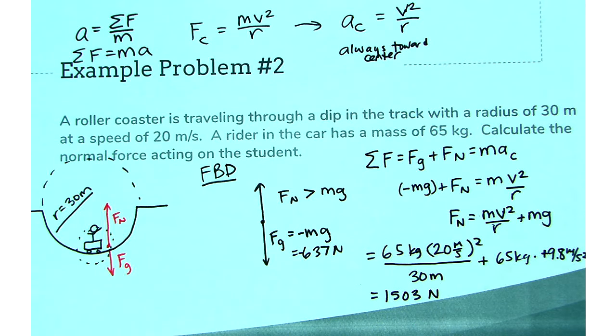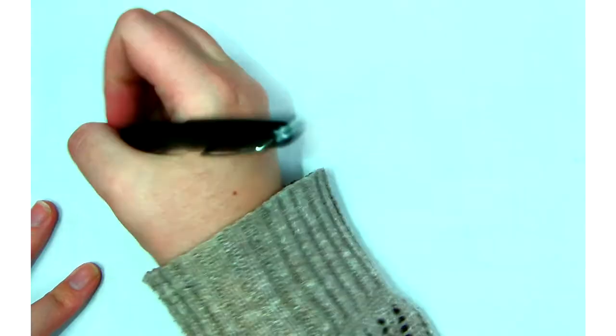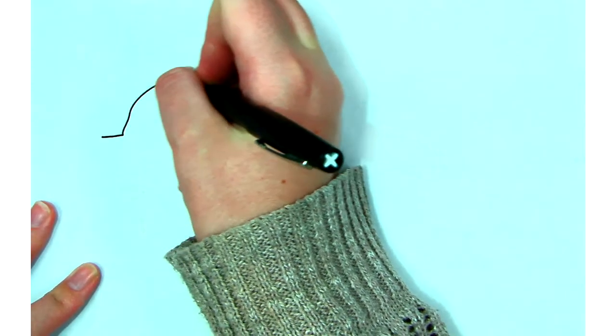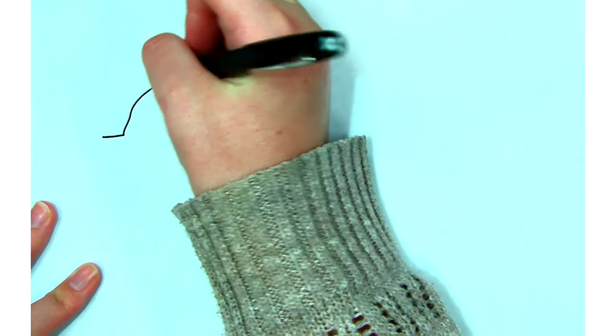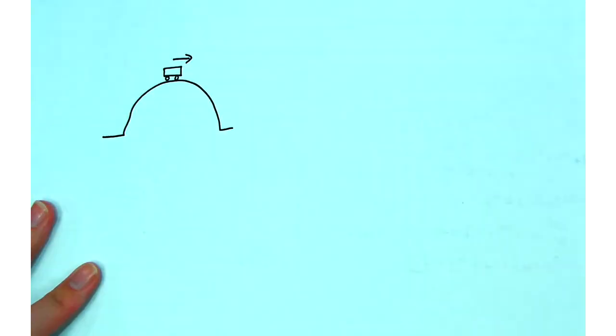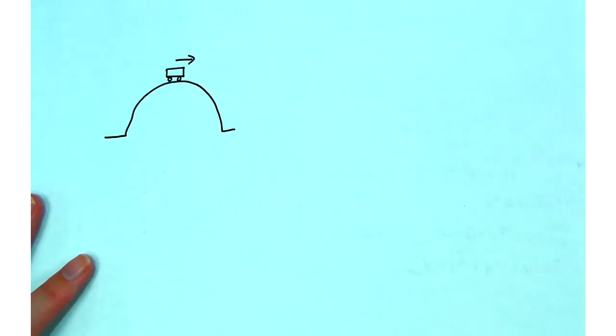Just for fun, let's look at what this free body diagram would look like if you were going over the top of a roller coaster instead. I'm not going to solve a problem like this, but there is one on your worksheet. So if I were to do one where I have a roller coaster going over a hill, all right, what are they doing? They're going like that.